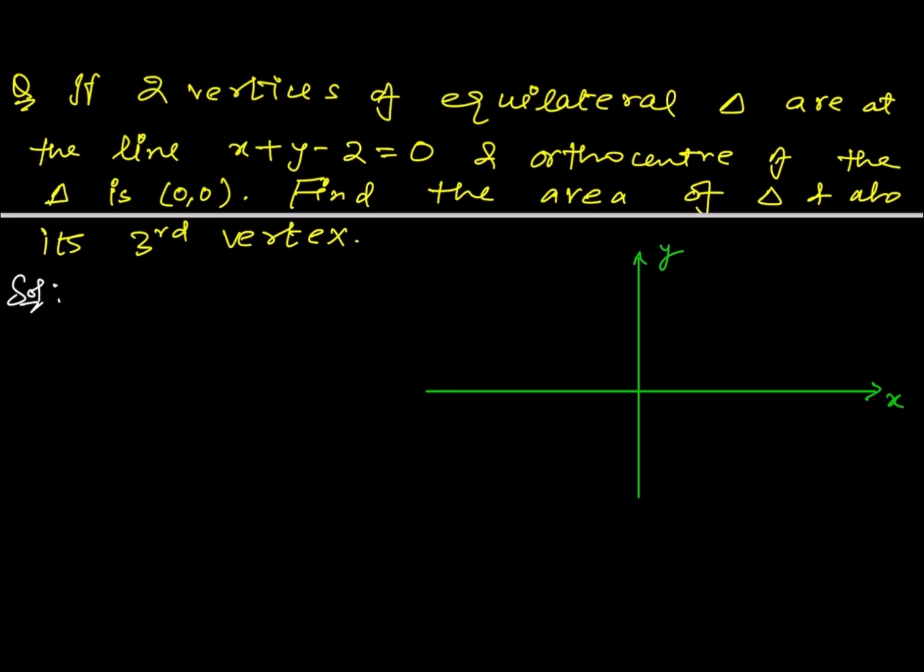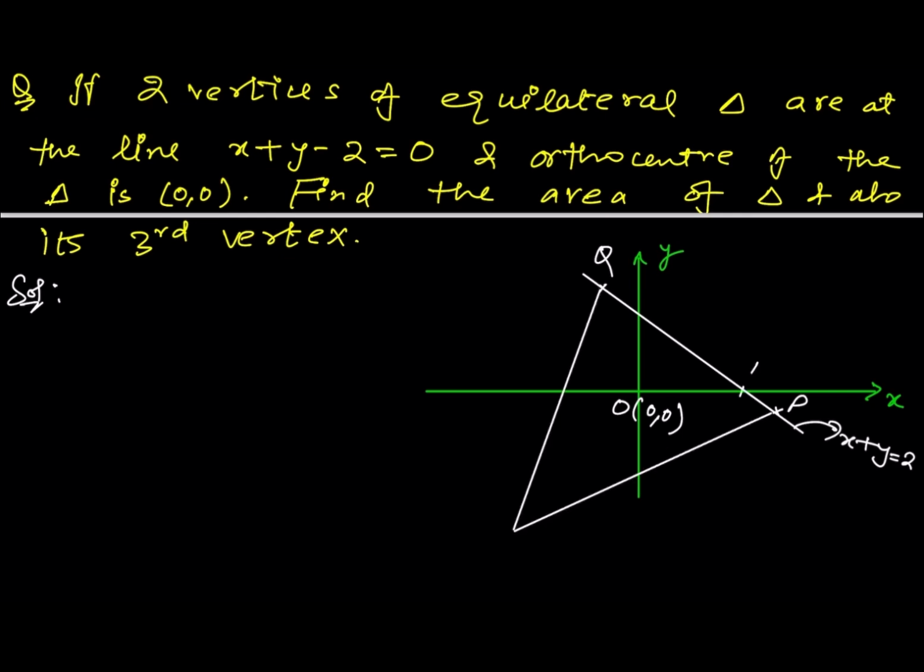So in the question, two vertices are on the line x + y - 2 = 0, or x + y = 2. So let us draw the line x + y = 2. Say one vertex and the other vertex are here. Say it is A and it is B. Say it is P and it is Q. As the orthocenter is (0, 0), the origin, the third vertex will lie in the third quadrant.